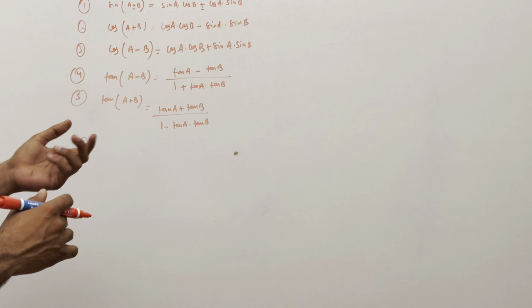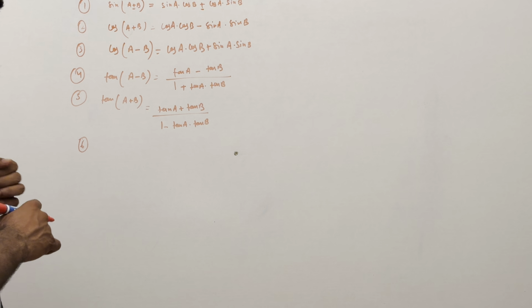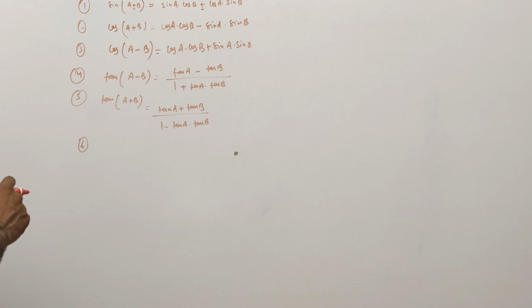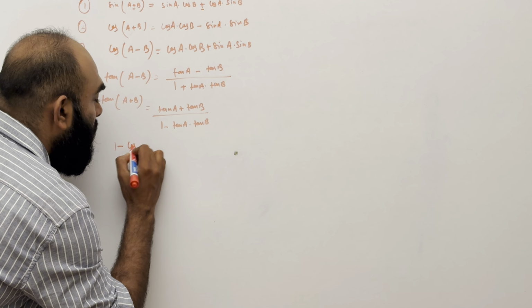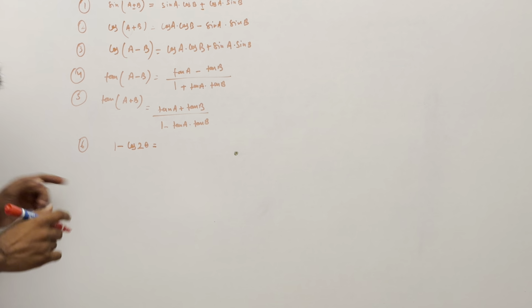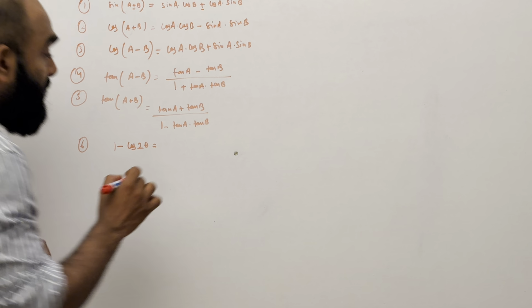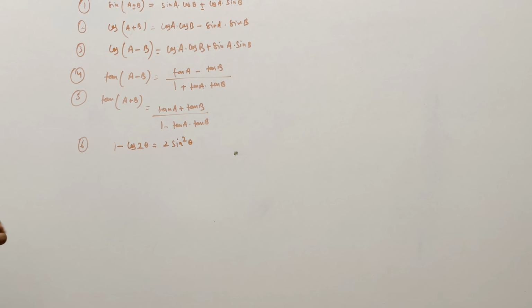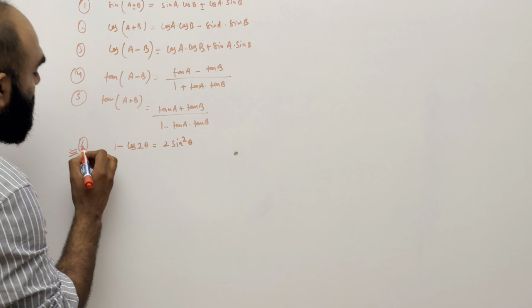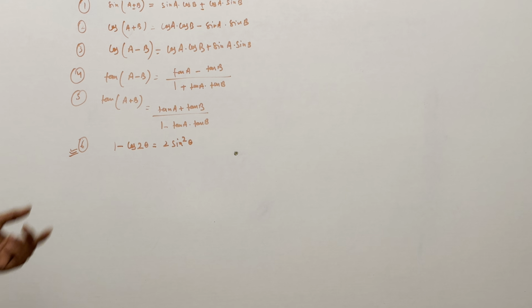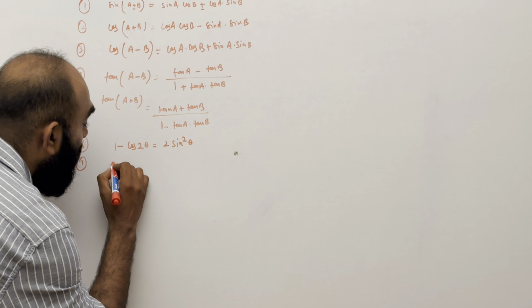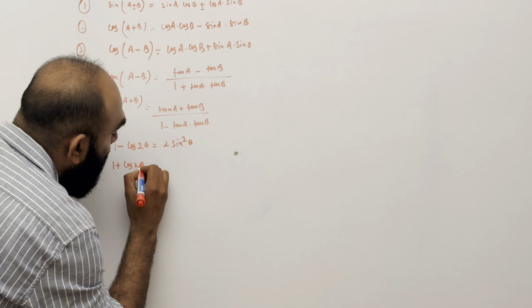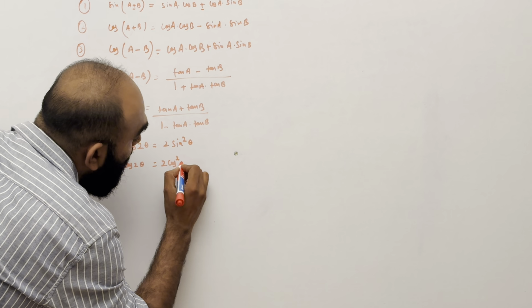Now, a little bit, this is very important right now. 1 minus cos 2 theta is 2 sin square theta. Very important. These are very important formulas, put a star mark on this formula. 1 minus cos 2 theta is 2 sin square theta. Next one, 1 plus cos 2 theta is 2 cos square theta.